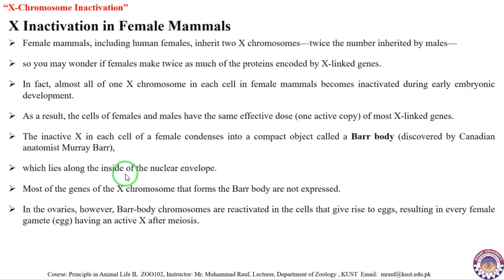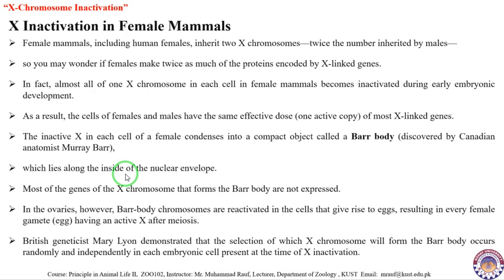If the process of oogenesis starts in an ovary cell where one X chromosome is inactivated and the other X chromosome is activated, then some of the germ cells will have the inactivated X chromosome and others will have the activated X chromosome, so there will be a problem. So during oogenesis, even the inactivated X chromosome is reactivated.